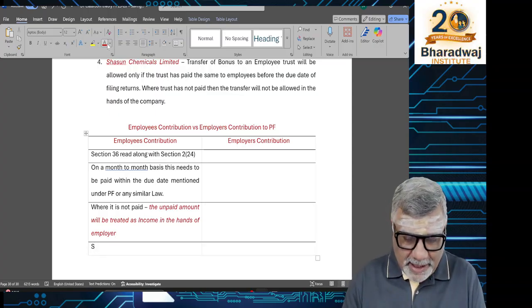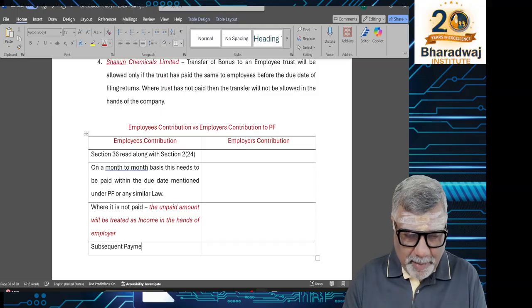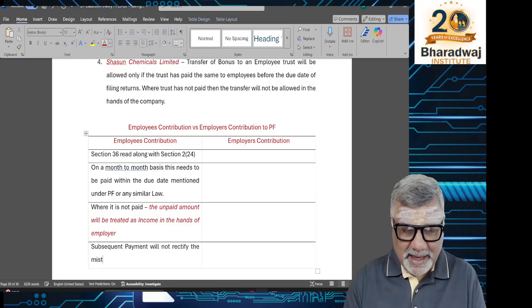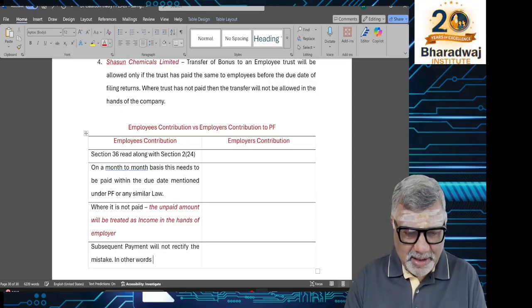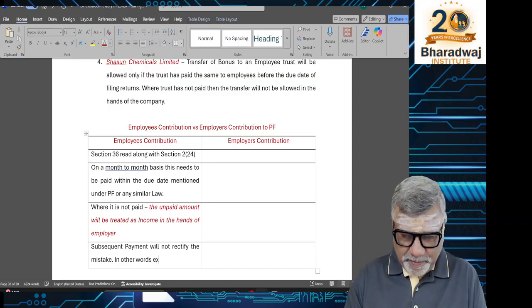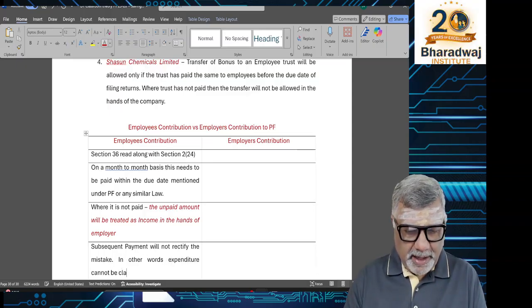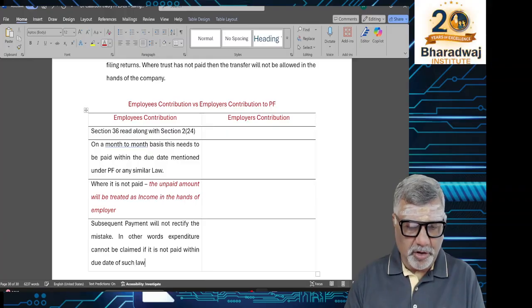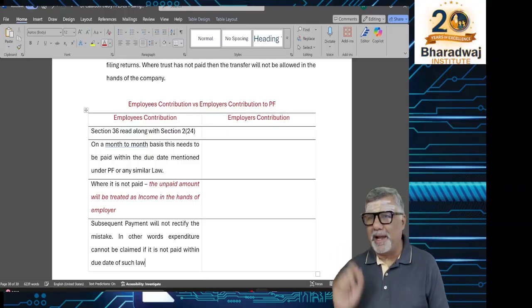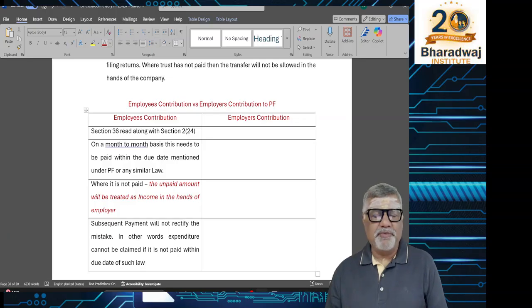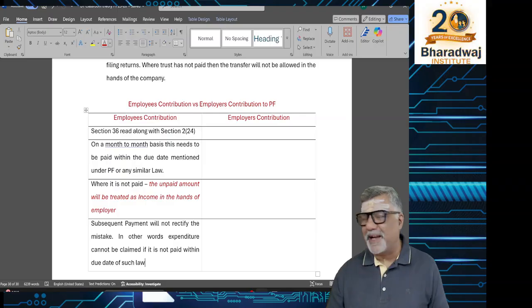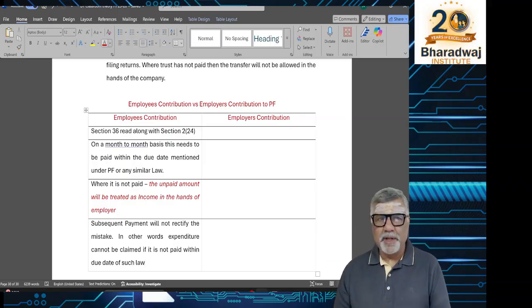Okay. Subsequent payment will not rectify the mistake. In other words, expenditure cannot be claimed if it is not paid within the due date of such law. Never can you claim. If what you should have paid on 15th, you pay on 16th also, you cannot claim. That's what we report in our 3CD.